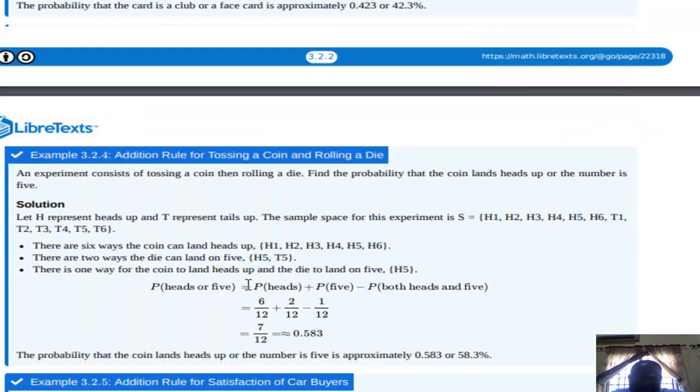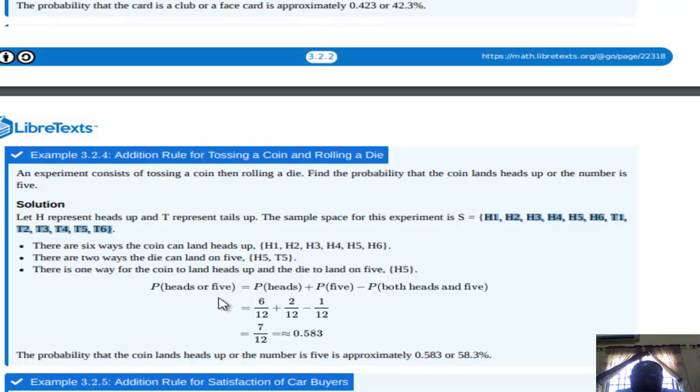So let's look at this example. Let's take a simple experiment. You have a coin and you have a die. What we want to find is the probability that the coin will land heads up, or the number on the die is 5, when you throw the two of them together. So what is your sample space? For a coin, you can only have head and tail, but for a die, you can have numbers 1 up to 6. So you have 12 possible outcomes for the event. These are the 12 possible outcomes.